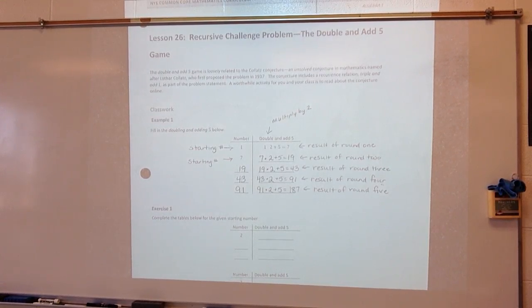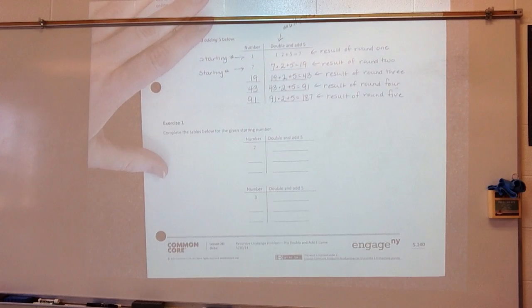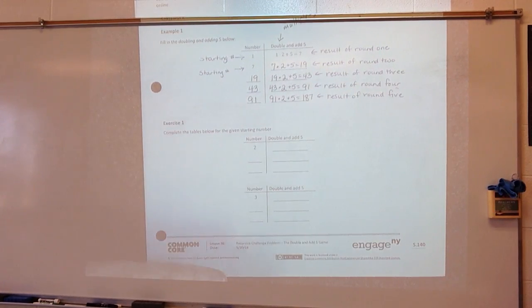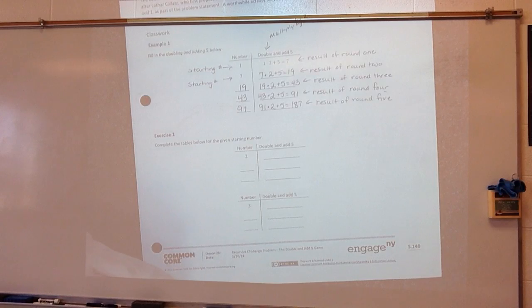So what I want you to do is pause your video, and I want you to work through exercise number 1. Complete the table below for the given starting number. It gives you a starting number and it wants you to do this. So pause your video, work through this.